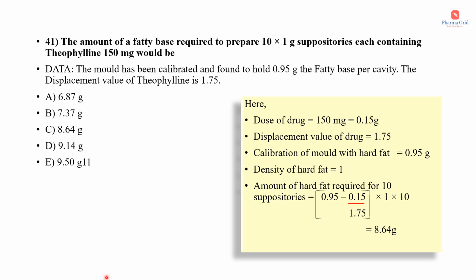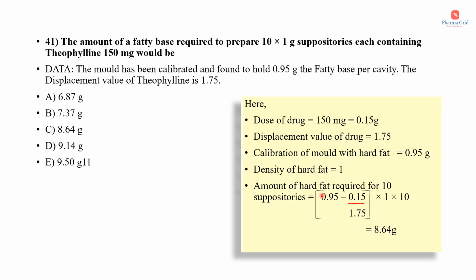So here we can use the same formula, that is weight of the base will be equal to mold calibration minus drug dose in gram divided by displacement value, all multiplied by base density into number of suppositories. So here the dose of the drug is equal to 150 milligram. That should be converted to gram, so we will get it as 0.15 gram. Then the displacement value of drug is equal to 1.75. Then calibration of mold with hard fat is equal to 0.95 gram. Then the density of the hard fat is equal to 1.